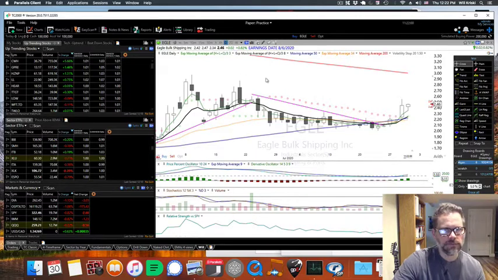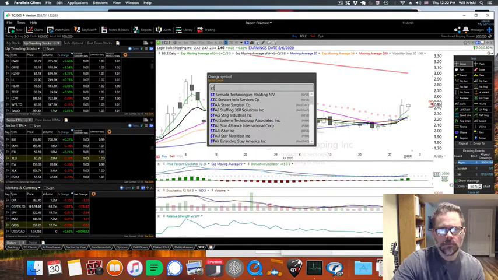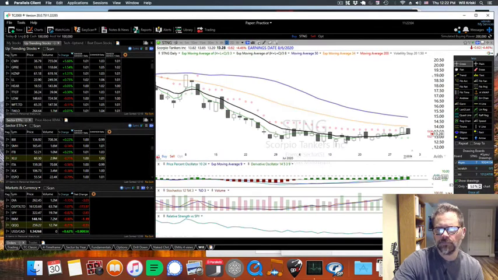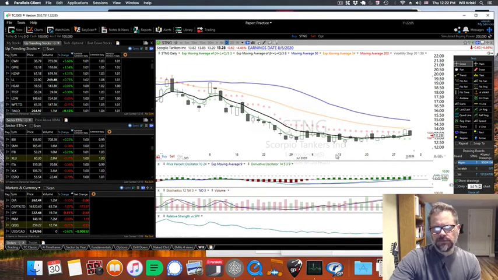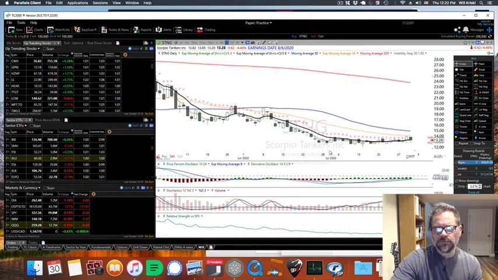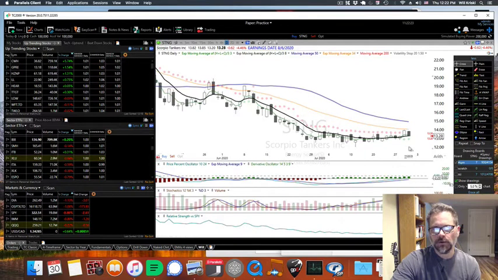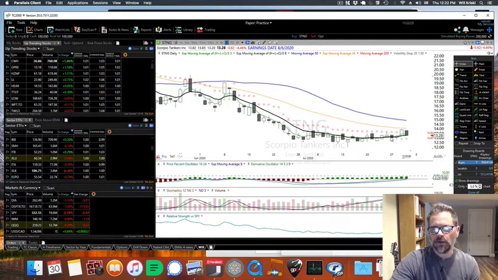What was the other one? Sting, Scorpio Tankers. This has a good potential, because this is called a fry pan bottom or rounded bottom breakout. It's pretty flat. You can see all the red dots of volatility. Now you have a couple of green dots, and we're above the 80 MA and it's starting to move up here. But like I said, earnings is August 6th.